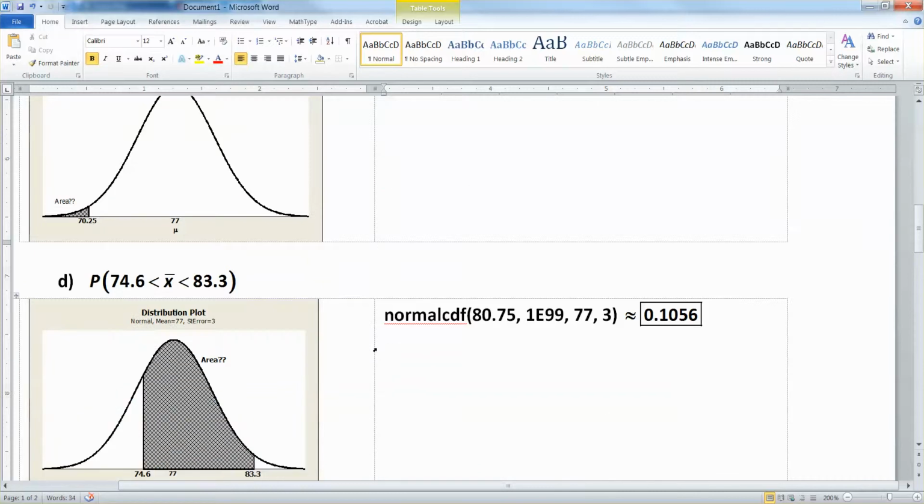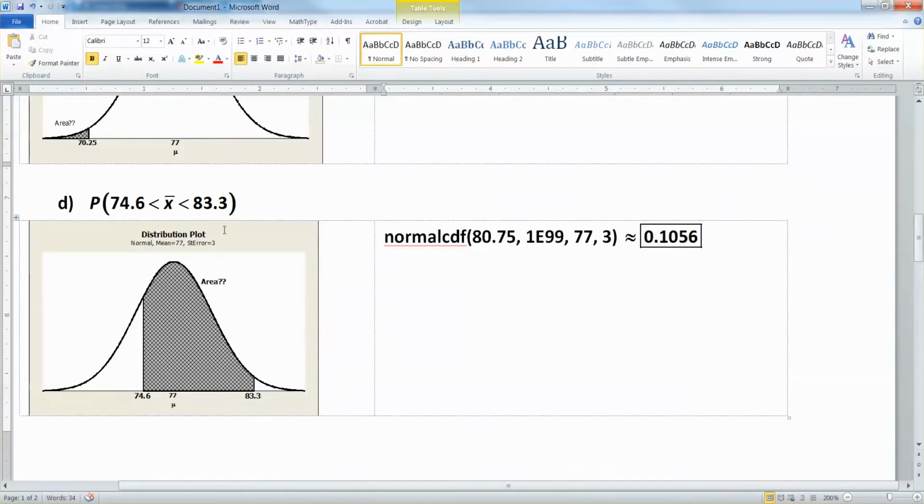All right, now the last one wants 74.6 to 83.3. Now you can see I've already drawn that one and have it shaded and everything. So we're looking for that area in between. It's going to be a big size area, but the nice thing is we don't have to deal with the E99 business because we're not going off into either tail forever and ever. We're going from the left value of 74.6 to the right value of 83.3.